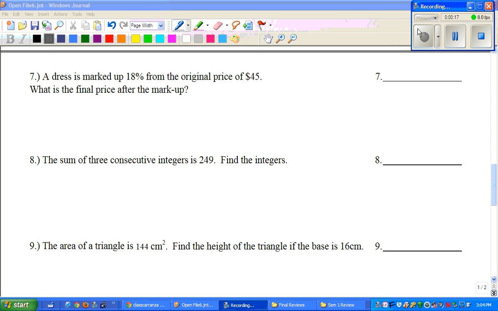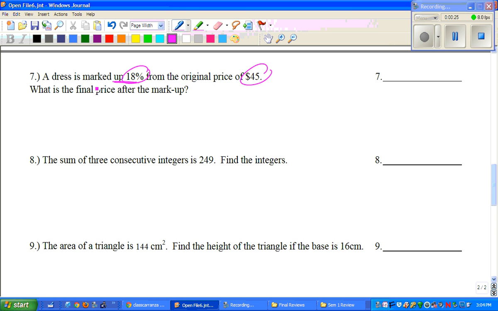So let's begin. Number 7 says a dress is marked up 18% from the original price of $45. What is the final price after the markup? So just like in number 6, how we started with 100%, this time it's being marked up. So we have to add 18% to that. Okay, so that's 118%. And that's a decimal, that's 1.18. Okay, so you're multiplying the 118 times 45.